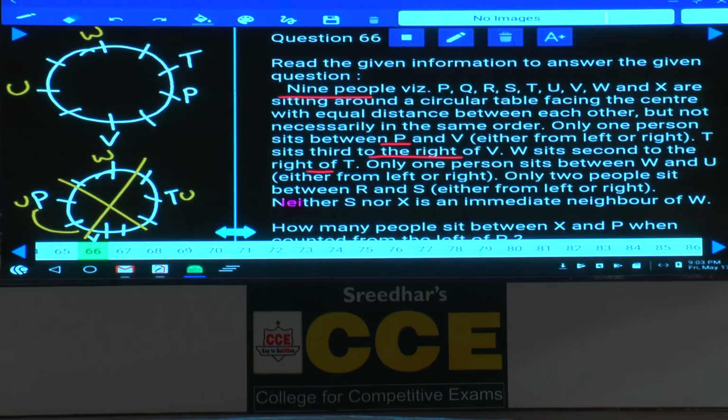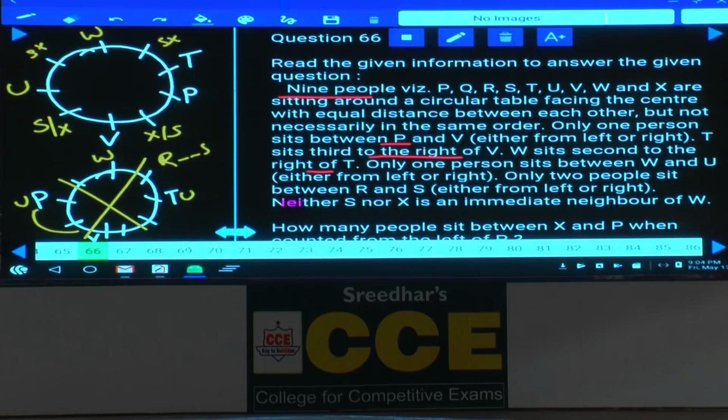Now we are left with only one case. Only one person sits between W and U, and either from left or right, only 2 people sit between R and S. Now between R and S, how many persons must be there? There must be exactly 2 persons. And neither S nor X is an immediate neighbor of W. Hence S and X cannot be in this place, and S and X cannot be here. Isn't it? As S and X cannot be here, if S is here, X will be here, or if S is here, X will be here, isn't it? Now these are the only 2 possibilities for S and X.